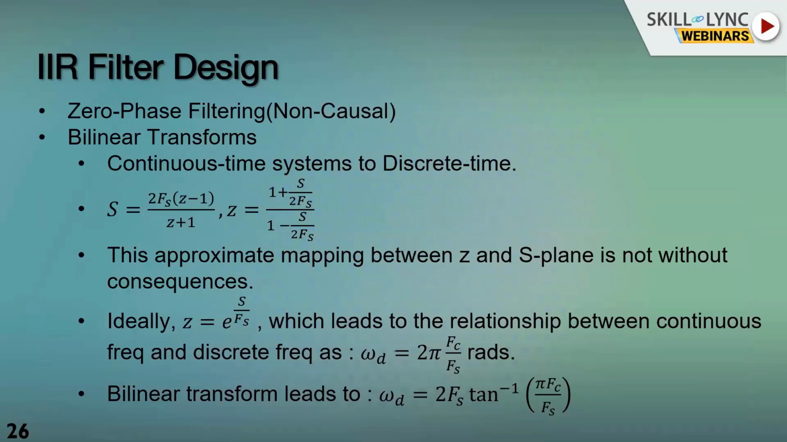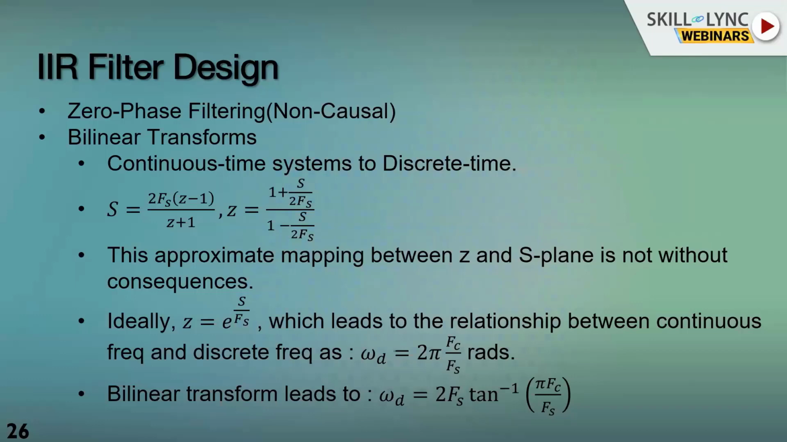Then we have IIR filter design techniques. There is an important technique called zero phase filtering, which I'll be talking about in the next slide. But before that, let's talk about bilinear transforms. The bilinear transform is a method where, when we have to design an IIR filter, we design it in a continuous time system and then transform that filter from continuous time to discrete time by using this bilinear transformation.